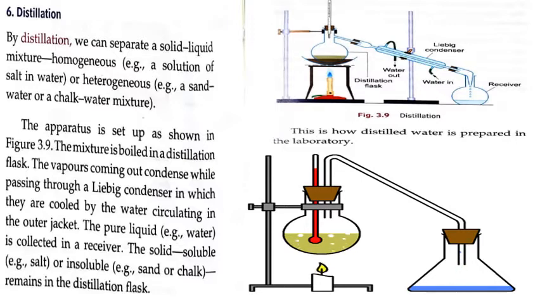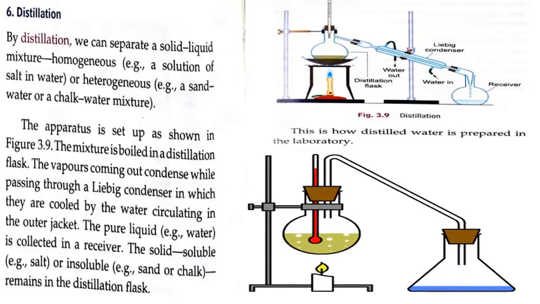The apparatus is set up as shown in figure 3.9. You can see it in your book. The mixture is boiled in a distillation flask. The vapors coming out condense while passing through a Liebig condenser, in which they are cooled by the water circulating in the outer jacket. The pure liquid, for example water, is collected in a receiver. The solid, soluble or insoluble, remains in the distillation flask.